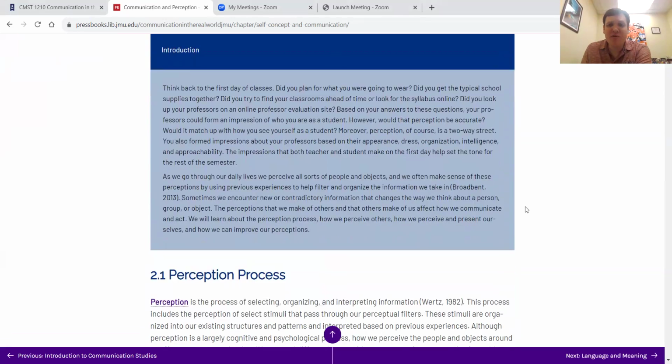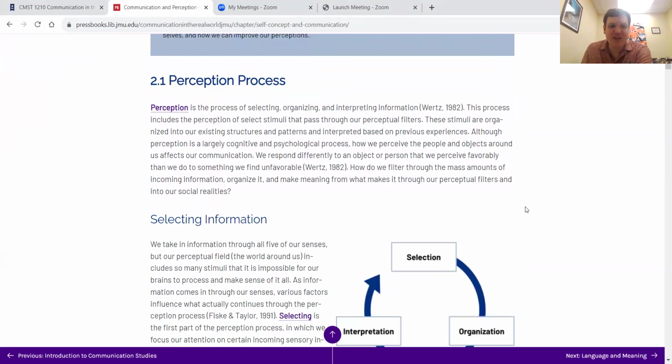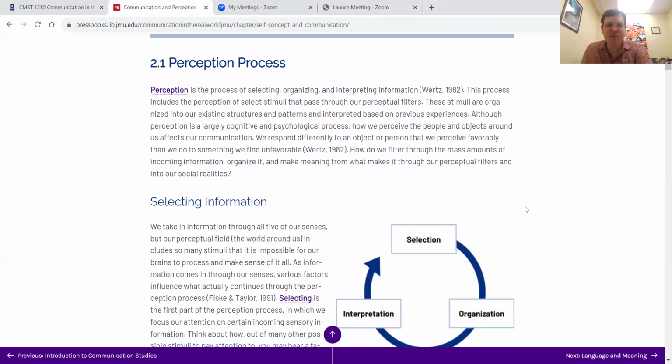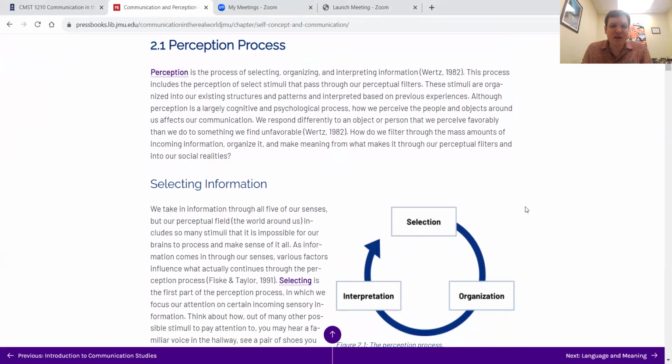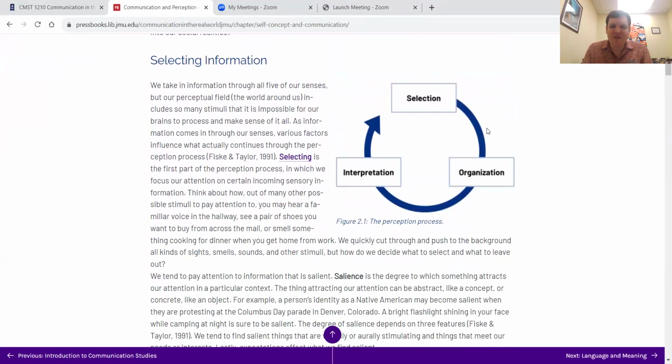This talks about perception, how perception is related to communication. It defines perception as the process of selecting, organizing, and interpreting information. It has a little graph here: selection, organization, interpretation. The selection process is the first part of that. It's what information we are taking in to move on to the organization stage.